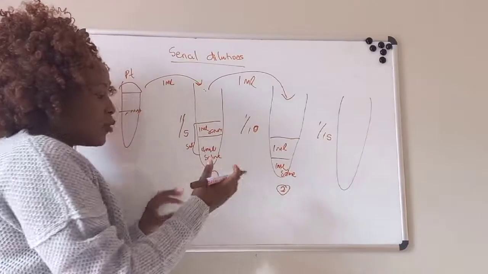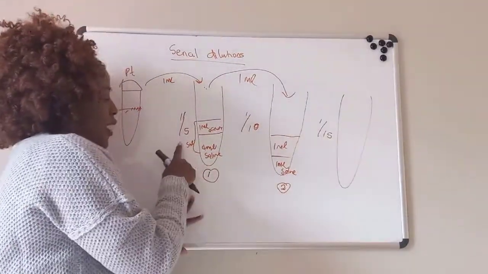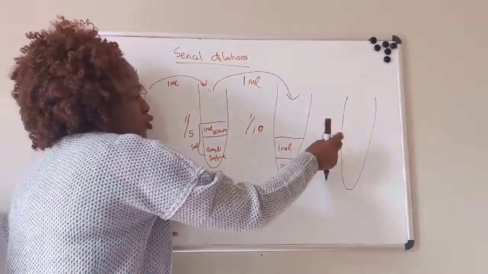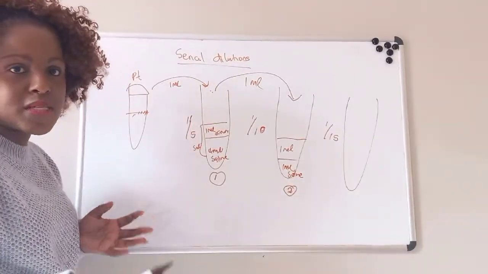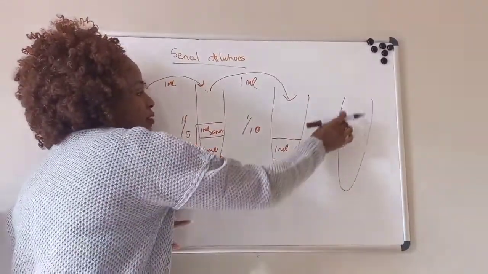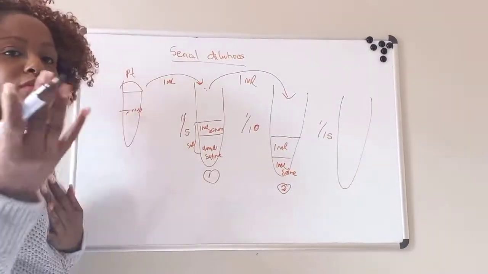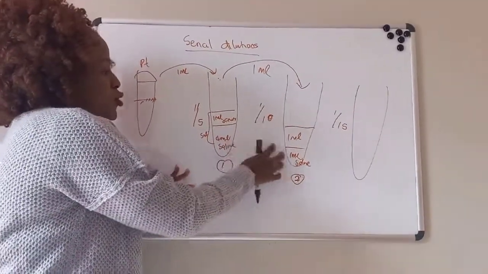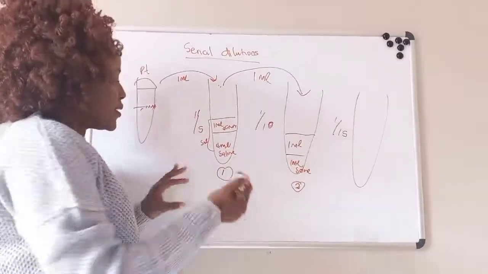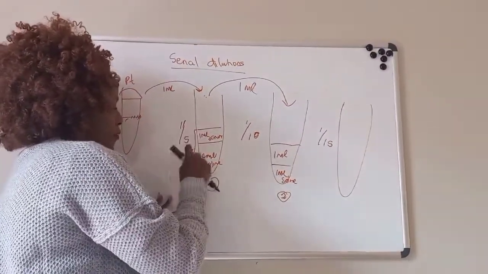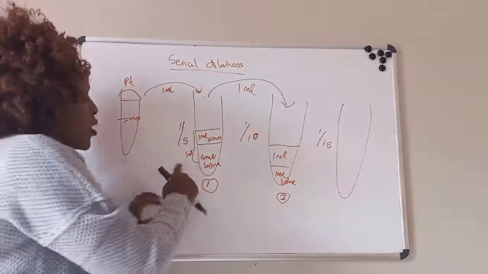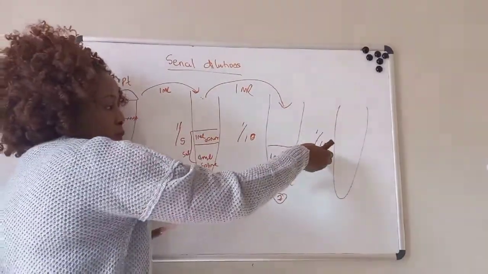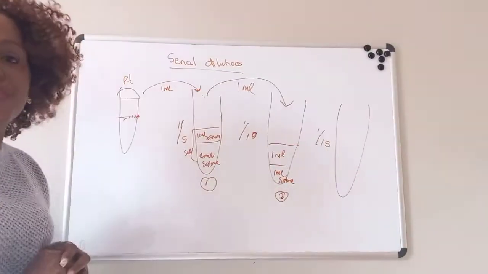Again, going back, now you already have 2 tubes. Here you've done a 1 in 5, and here you've done a 1 in 10. So now you want to do a 1 in 15 dilution. If you need to do a 1 in 15 dilution, you're still going to ask yourself, from the dilutions that I have, which is a 1 in 5 and a 1 in 10, which one can I use? Let's say you use the 1 in 5 dilution. Then you're going to ask yourself, from the 1 in 5 dilution, which number can I multiply with 5 to make a 1 in 15, which will be a 3.